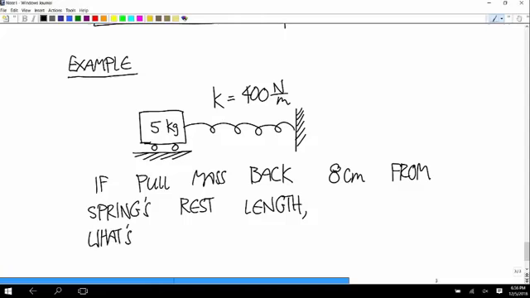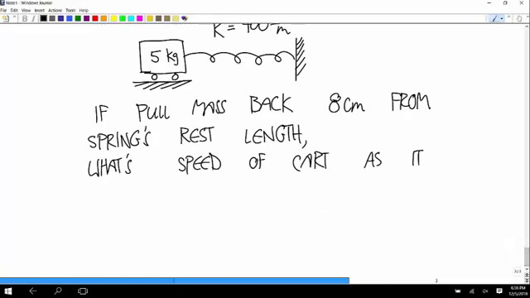And we want to know what's the speed of the cart as it moves past the spring's resting length.